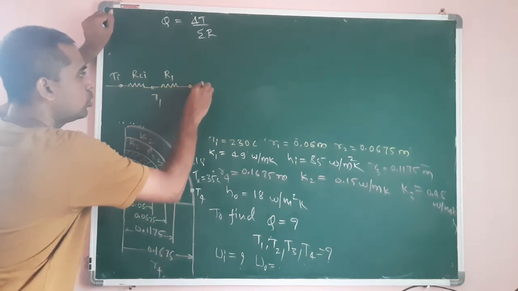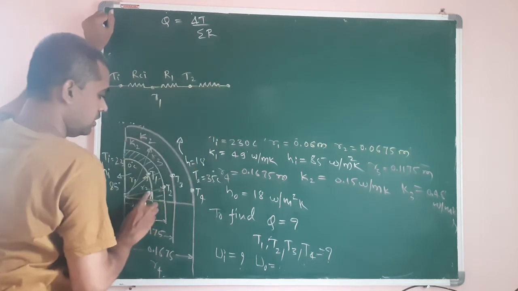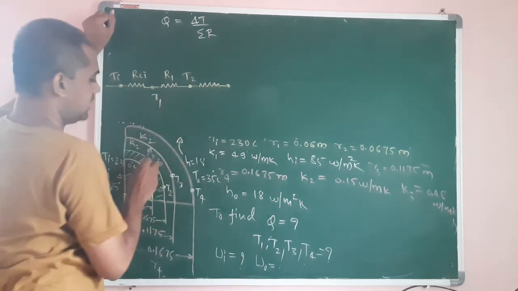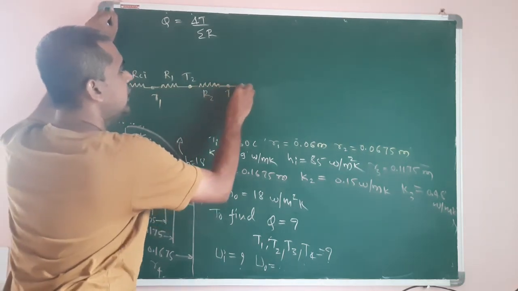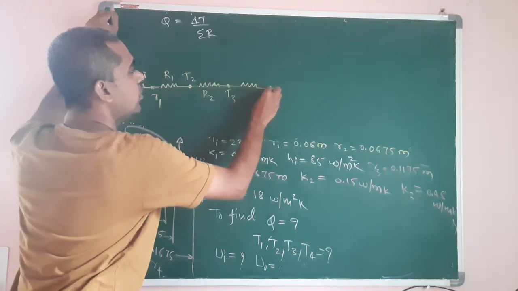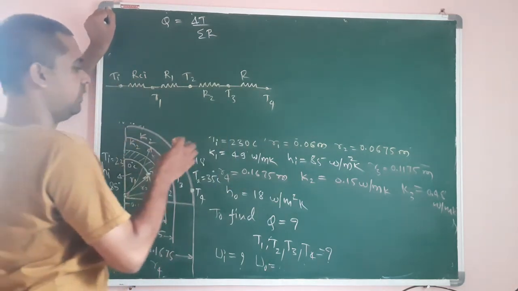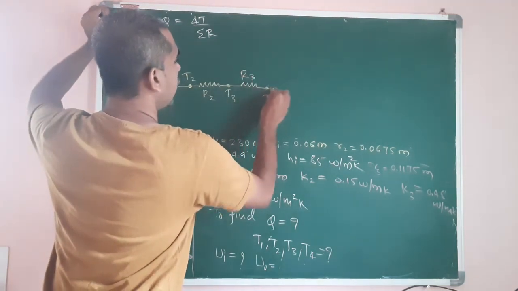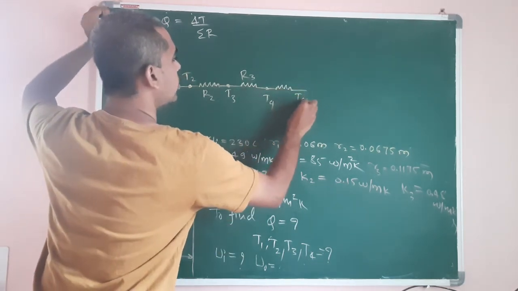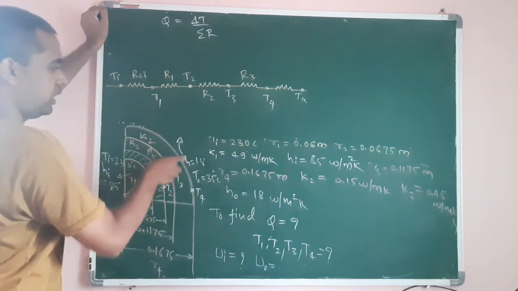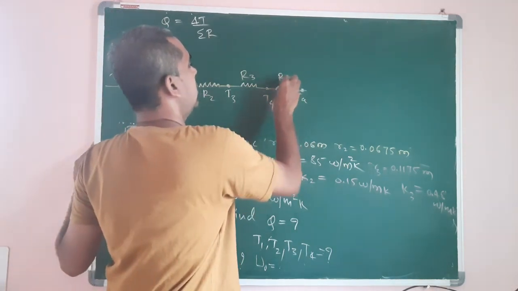From T2 to T3 again there is conduction heat transfer in the second layer. I will call it as R2. From T3 to T4 there is conduction heat transfer in this layer, that I will call it as R3. From T4 to TA, that is ambient temperature, there is convection heat transfer, I will call it as RC2.